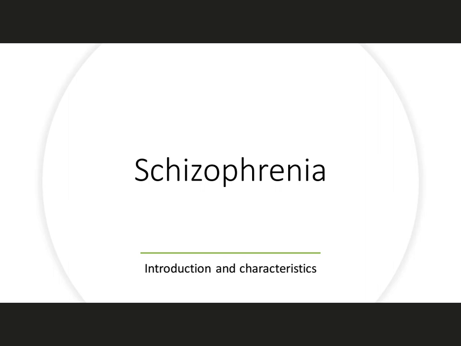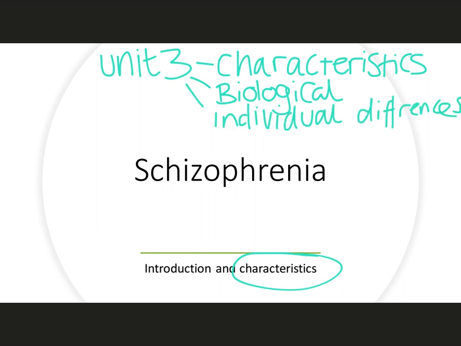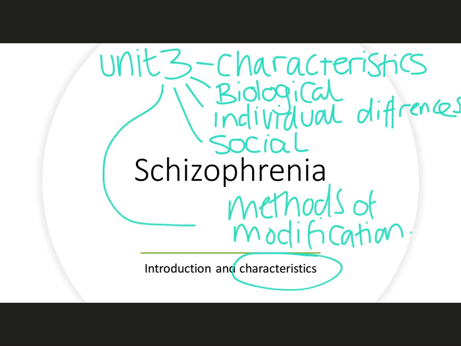So in this video, we are going to introduce you to schizophrenia and primarily looking at the characteristics. So this is the first section of your learning about this behaviour. So for Unit 3, you will be learning about different behaviours. So schizophrenia will be the first one that you learn. You'll need to know the characteristics, the biological explanations, the individual differences, the social, and the methods of modification.